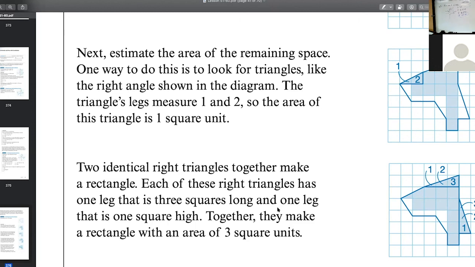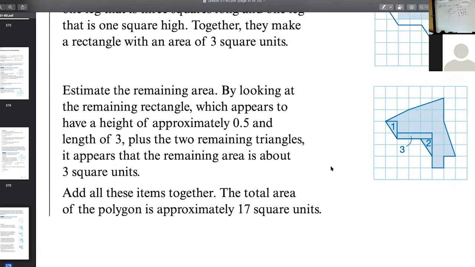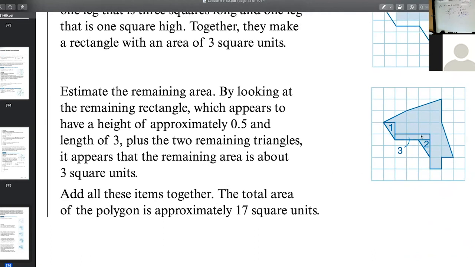So if I did it that way, after your complete squares, there's 1, 2, 3, 4, 5, 6, 7 partial ones. So there's 10 plus half of 7, which is 3.5, so 13.5-ish. But what they did is you can actually find the area of that. That's a 3 by 1 right triangle, so half of that would be 1.5. You can find the area of a bunch of things, but the other way to do it is to just count your total number of partial squares, oh, we forgot these, and then cut them in half. So estimate the remaining area by looking at the remaining rectangle. So that's one way to do it. There is a better way.